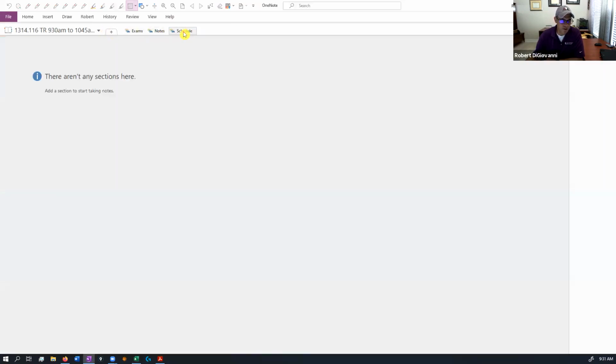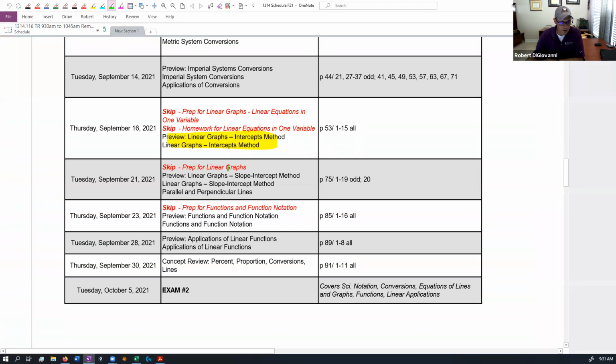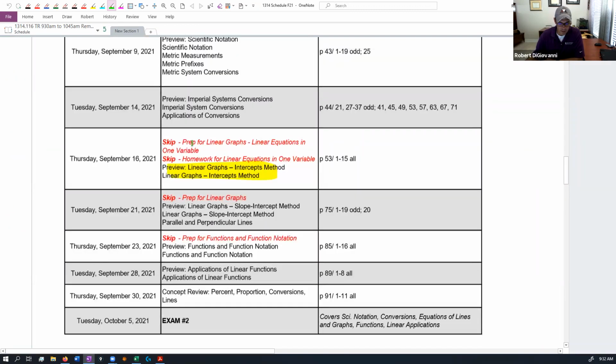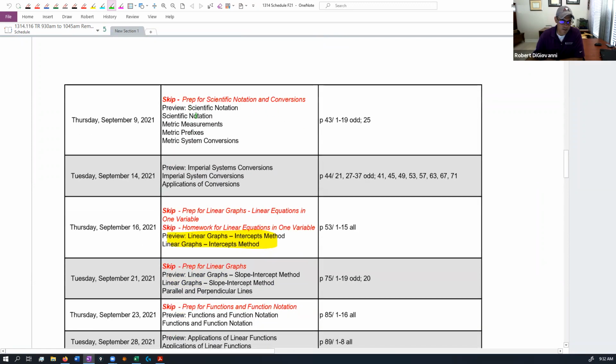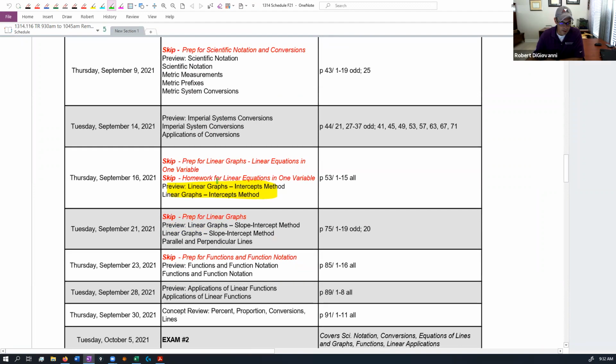So today we are going to be discussing more about lines and graphing lines. Last class, I did mention that we are changing the schedule slightly. We skipped the scientific notation and imperial systems, so we are right here. We started with the intercept method last time, and so we're going to continue that today.